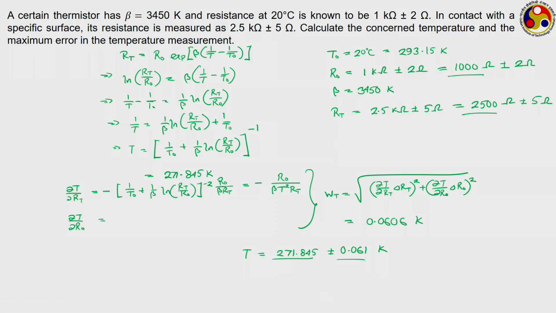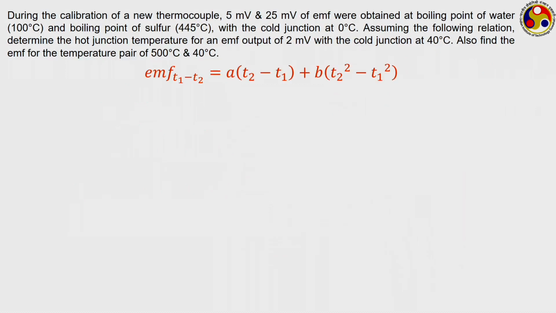Again we are just using this particular concept of thermistor; the rest of the problem you already know from your earlier discussions. And finally, we shall be rounding off with a small problem on the use of thermocouples. During the calibration of a new thermocouple, 5 millivolt and 25 millivolt of EMF were obtained at the boiling point of water and the boiling point of sulfur, with a cold junction at 0 degree Celsius. So, we are talking about the calibration of a thermocouple.